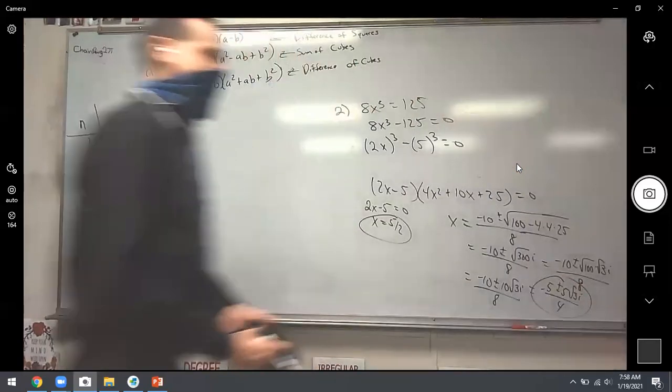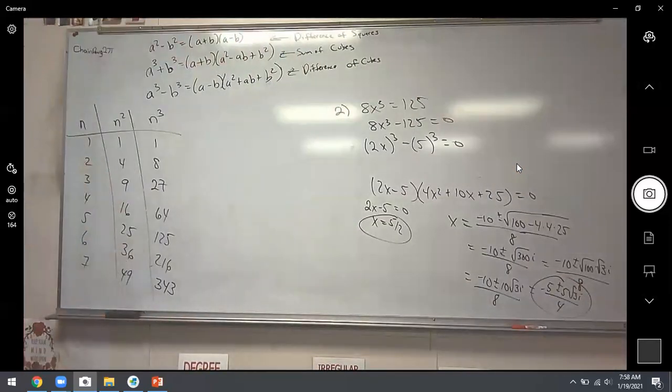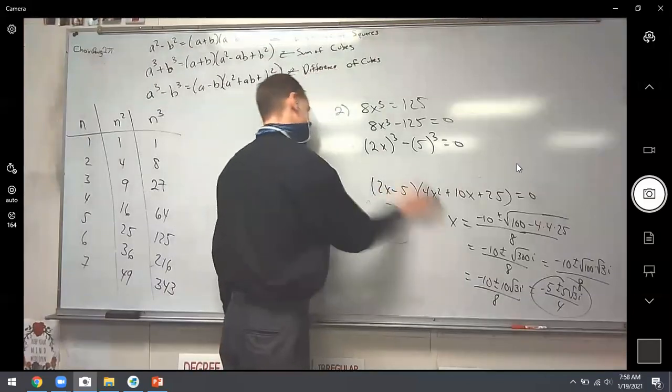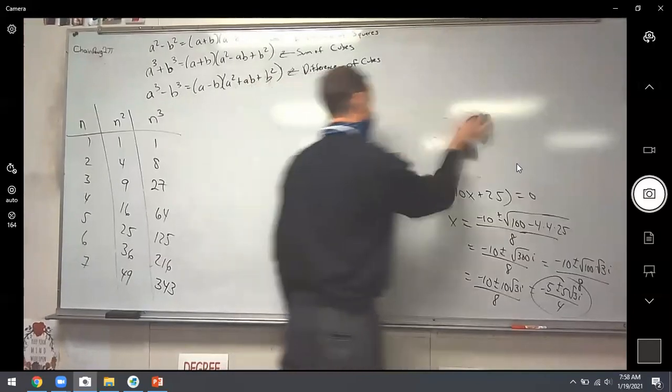There we go. Negative 5 plus or minus 5 square root. So we basically took everything on top and divided by 2, everything on bottom divided by 2. And there's our 3 answers right there: 5 halves, negative 5 plus or minus 5 square root of 3i all over 4. There are 3 answers as promised. It was a 3rd degree equation from the get-go, so you should have 3 answers, even though it might take some work and some struggle to get there.